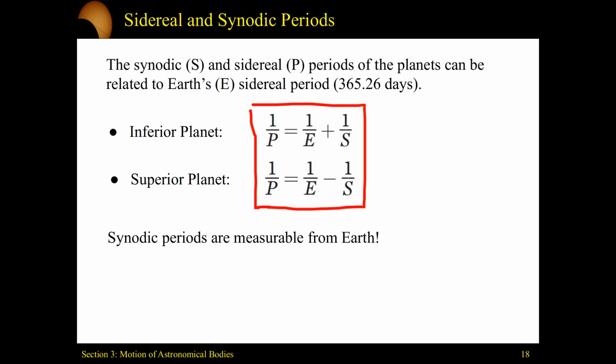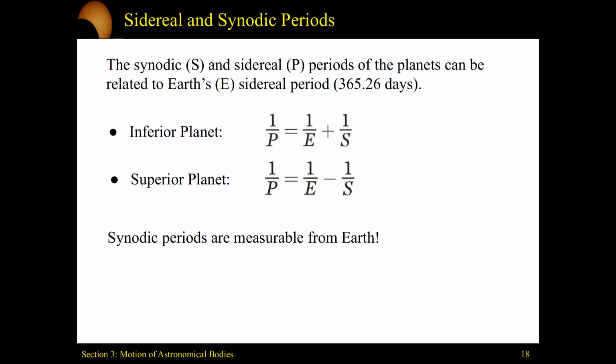You just need to wait for Earth and that planet to be lined up again. You measure the synodic periods. This is what we physically measure here on Earth. And once you have that synodic period, you get the sidereal period, how long it takes the planet to orbit the Sun. And that's the power of these tools. Now we have these new powerful tools. Let's go ahead and put them into use.